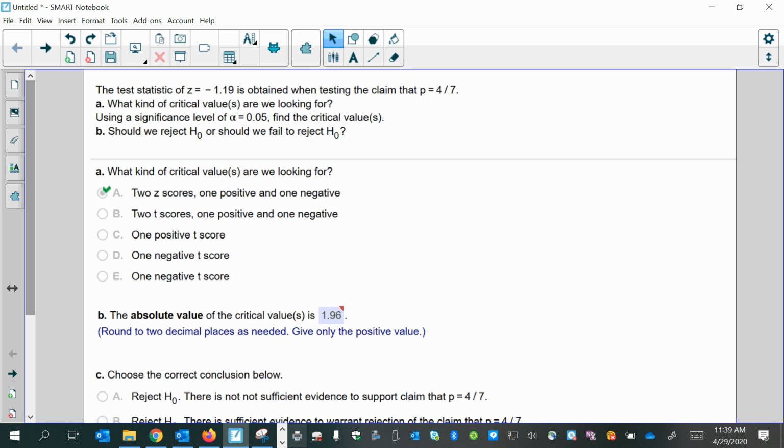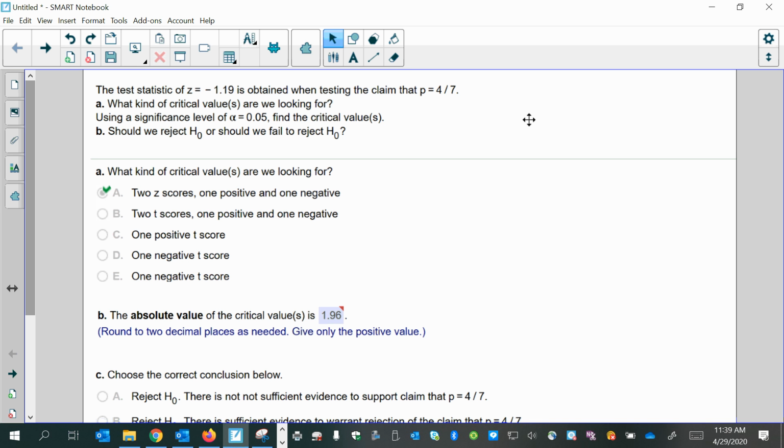So for part A, what kind of critical value or values are we looking for? The way we know how to answer this question is the fact that we're testing a claim about a proportion. When you test a claim about a proportion, you will always be using z-scores for the critical value and the test statistic. So we know it's going to be z-scores. But the other thing we have to consider is what kind of tails we should have.